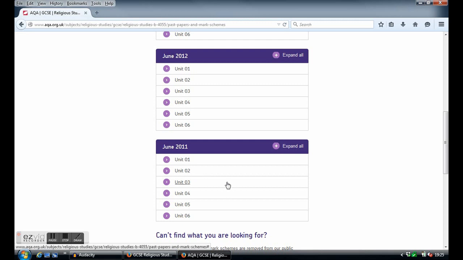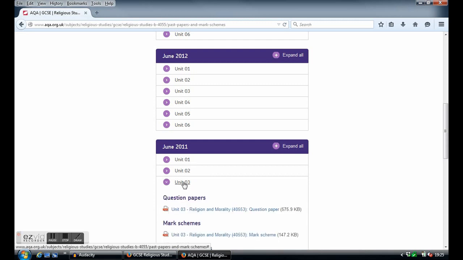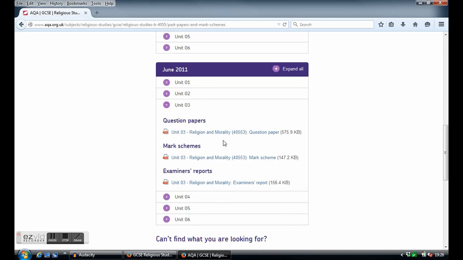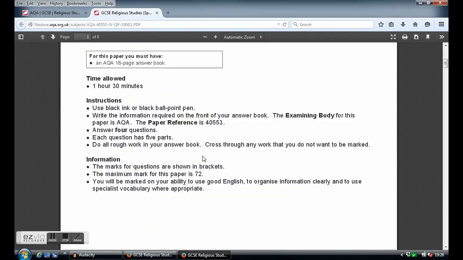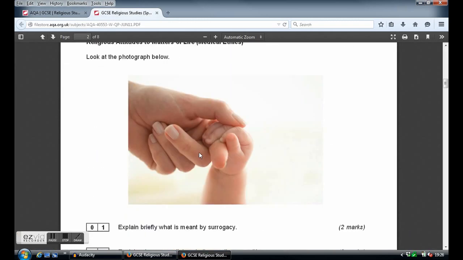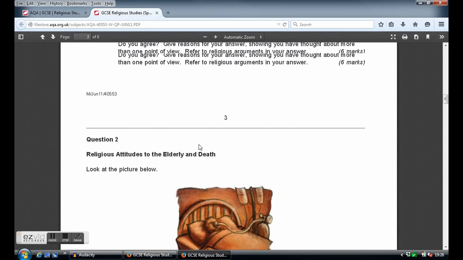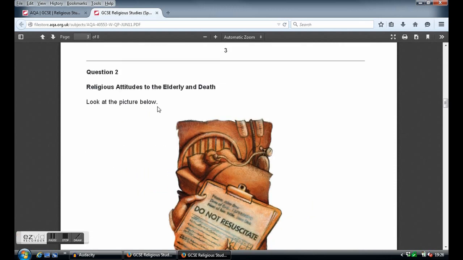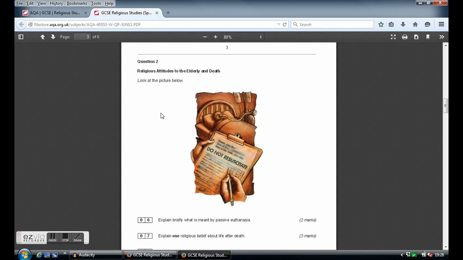Some good questions that year. Let's do Unit 3 because that's the one that most of you are doing. No, you're all doing Unit 3 actually. This is the question paper from that year. Because it's Friday and everyone's happy, let's cheer ourselves up by doing this question here about elderly people and death.